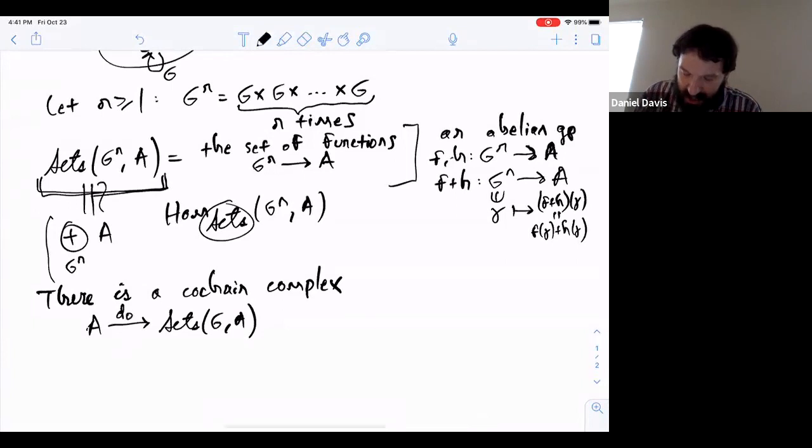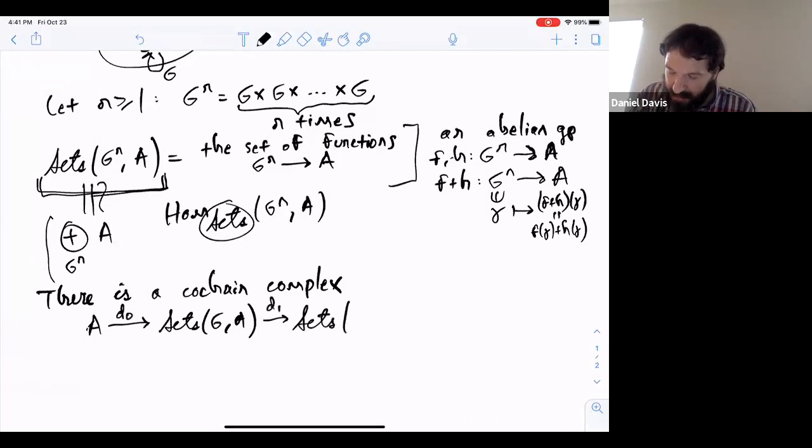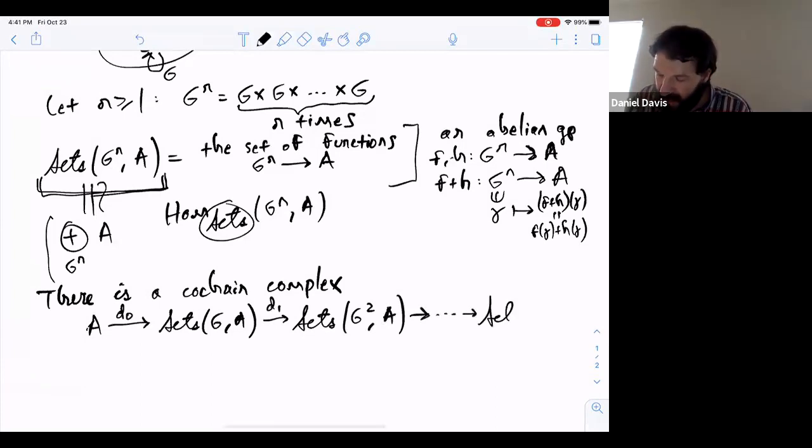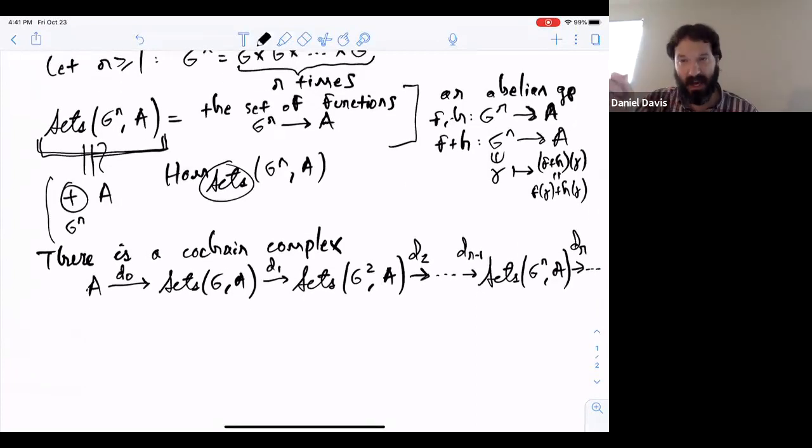maybe that looks a little strange. Let's write it as a subscript. Okay, so there's a group homomorphism D_1 that goes to Sets(G^2, A), and we have infinitely many of these. So we have a homomorphism into Sets(G^n, A), and then a homomorphism out of that, and this keeps on going. So this is D_2, this is D sub n minus 1, and this is d sub n. So we have this infinite sequence of group homomorphisms.